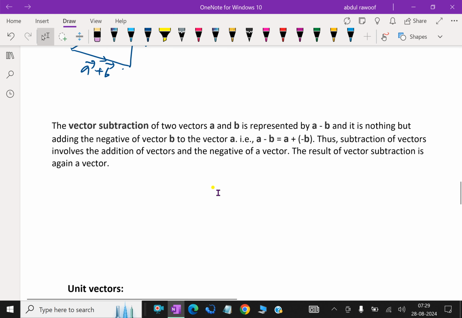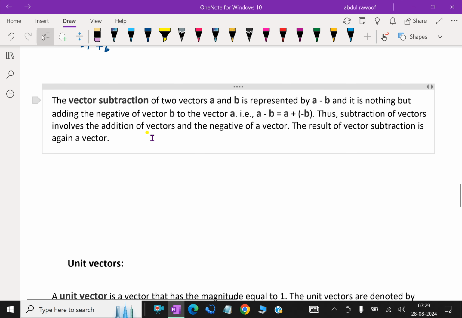Now, what is vector subtraction? Vector subtraction of two vectors A and B is represented by A minus B. It is nothing but adding the negative of vector B to vector A. That means A minus B is A plus minus B. This subtraction of vectors involves the addition of a vector and the negative of another vector. The result of vector subtraction is again a vector.